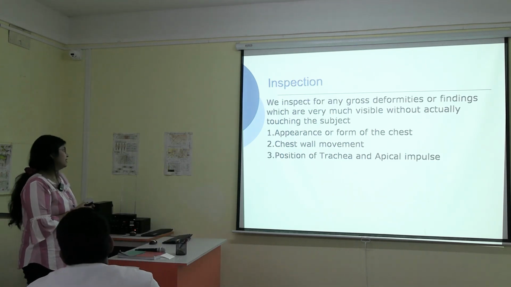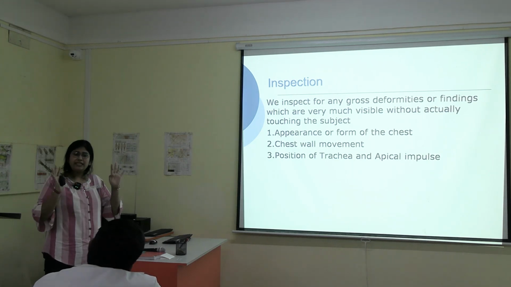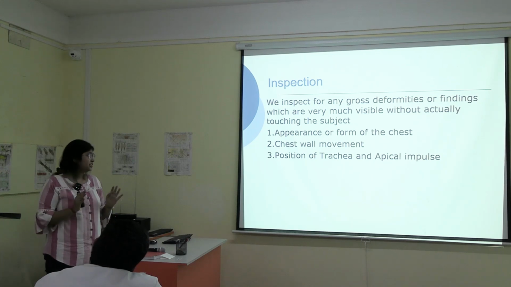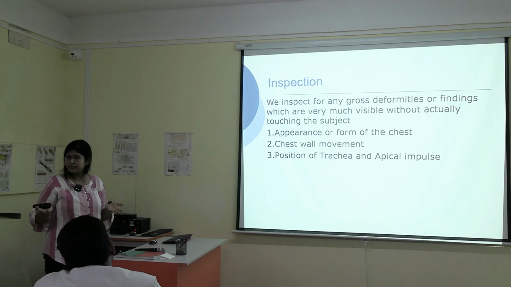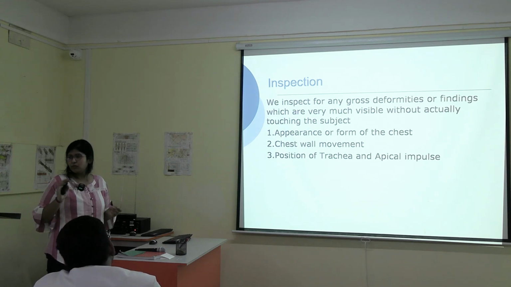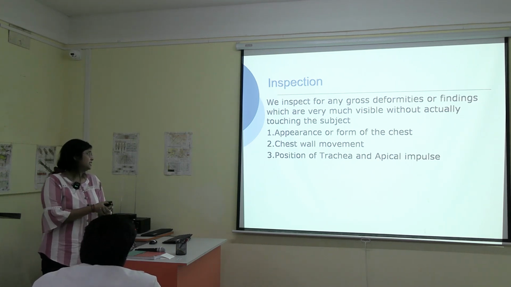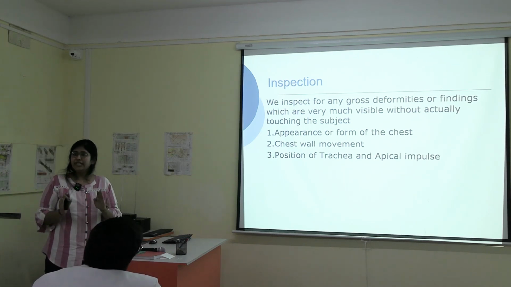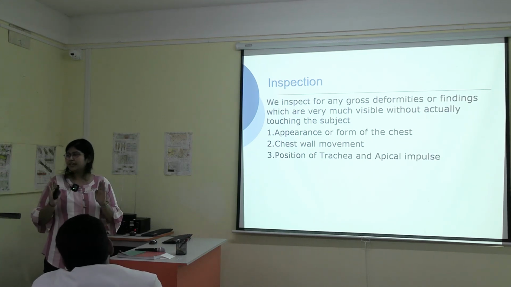Now, inspection. Look for any gross deformity or any abnormality you see in the chest wall. For respiratory examinations, some of you will have to volunteer. We'll take consent from you as well, don't worry. You have to expose the chest wall for examination. First, we'll see the appearance or form of the chest. Normally it is elliptical in cross section. You all understand cross section, right?